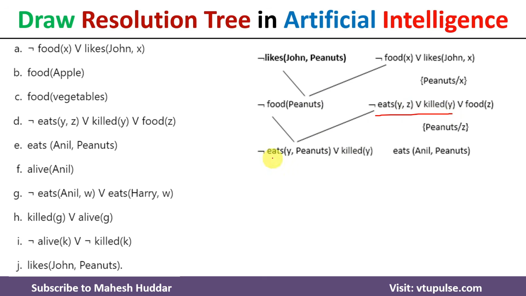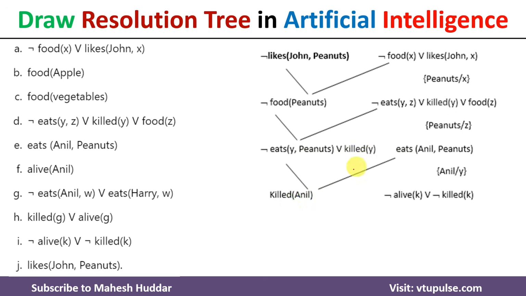Now we have negation of eats y comma peanuts, and killed of y. So now we want to cancel one of these two things. Negation of eats y comma peanuts is here. You can see here there is eats of anil comma peanuts in this case. So we'll take that particular thing. We need to replace this y by anil. In that case, these two things will get cancelled, and what are we left with? Killed of anil in this case. So that's what is left over here.